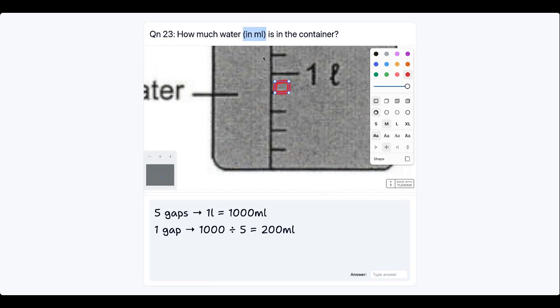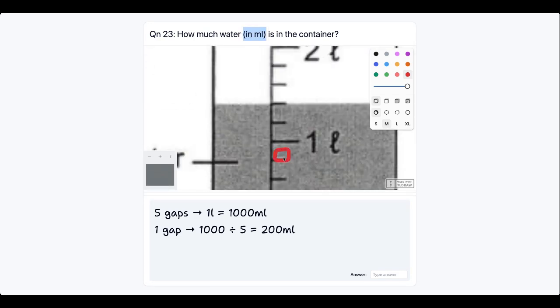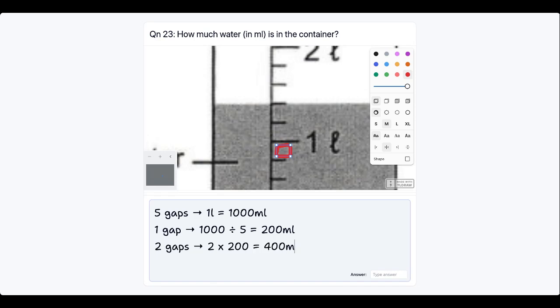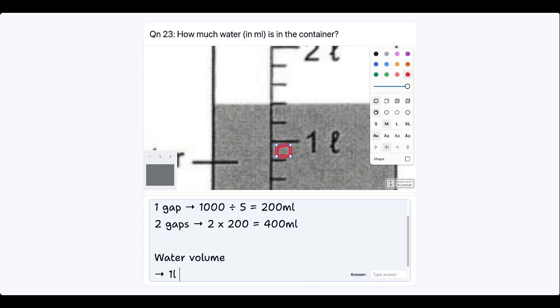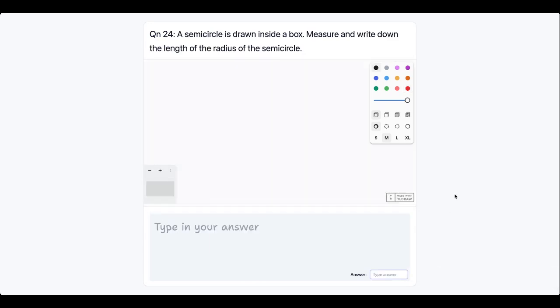We want to know how much water is in milliliters. So the water is 1 and 2. That means 2 gaps is equal to 2 times 200, equal to 400 milliliters. So the water volume is equal to 1 liter plus 400 ml, which is equal to 1400 milliliters. So that's the answer, 1400 milliliters. Okay, let's move on to the next question.